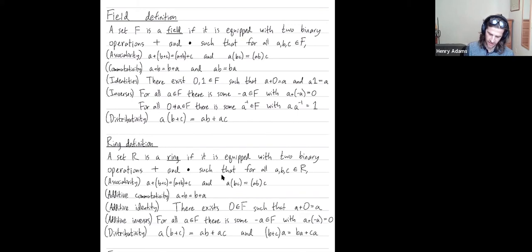We have additive inverses. So for every element A, there's some additive inverse negative A, where when you add A with its inverse, you get 0. We no longer need multiplicative inverses as we had for non-zero elements in a field. Okay, and we do have the distribution rule. Now, since multiplication is not necessarily commutative, we actually have to write down the distribution rule twice, both specifying what A times (B plus C) is and specifying what (B plus C) times A is.